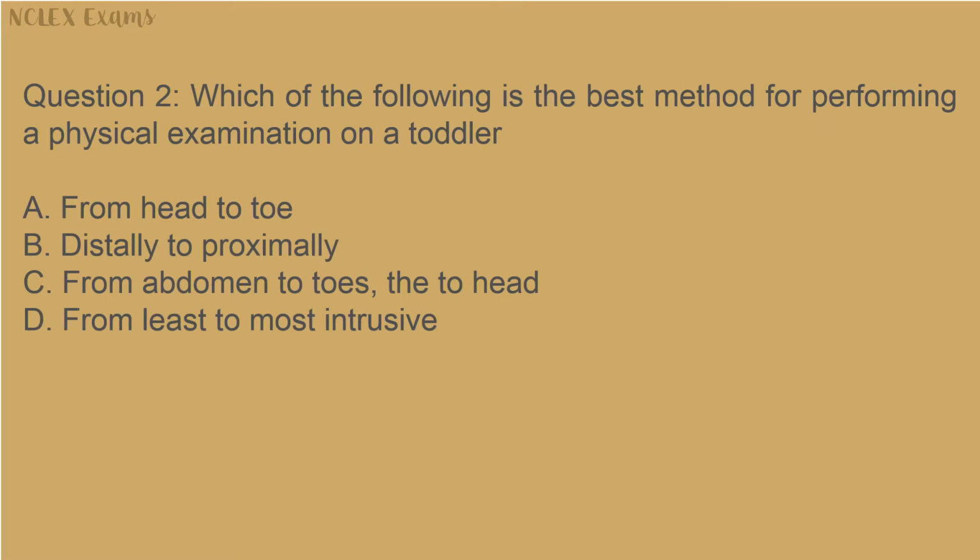Question 2. Which of the following is the best method for performing a physical examination on a toddler? A. From head to toe. B. Distally to proximally. C. From abdomen to toes, then to head. D. From least to most intrusive.